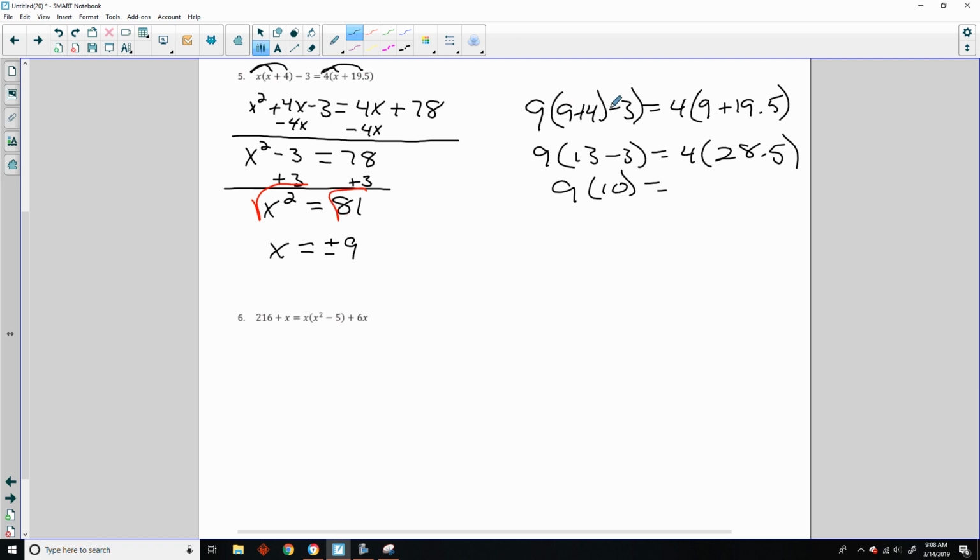Just checking here. 9 plus 4. No, I do not want this parentheses here. Of course, this is all combined. So let me just erase this here. I did not want that parentheses there. That throws everything off.